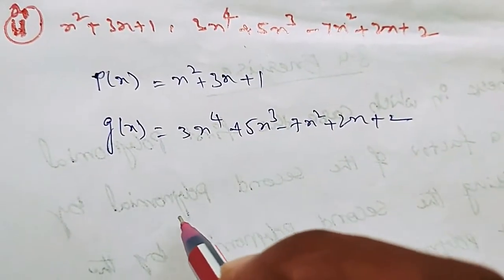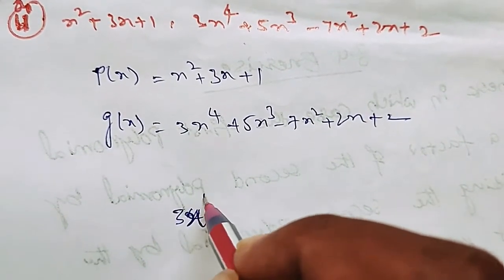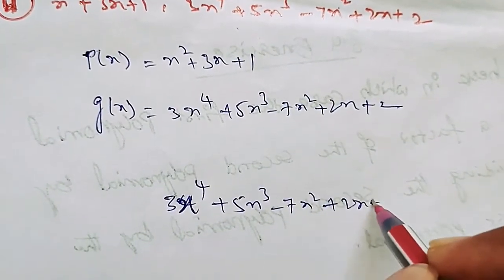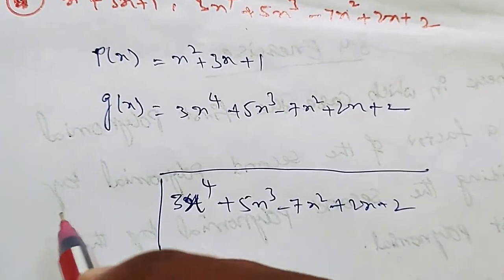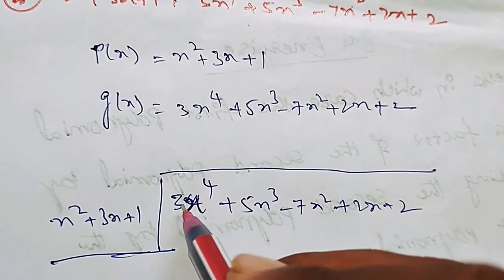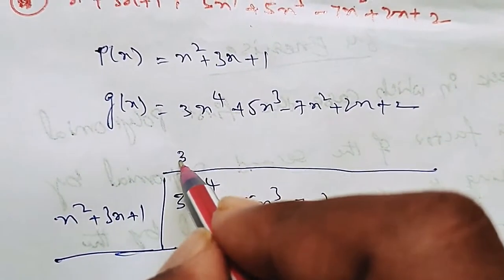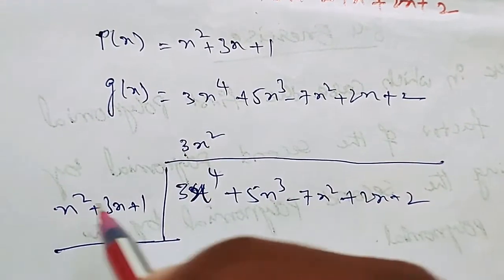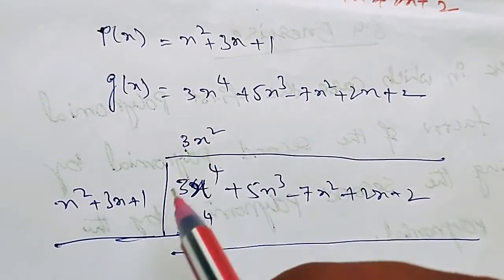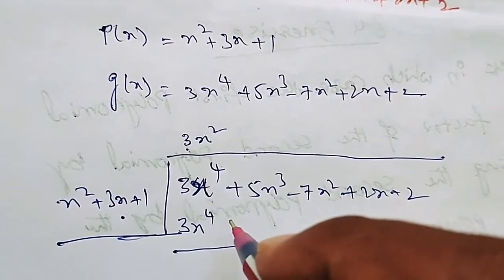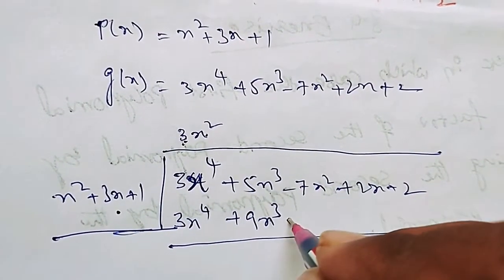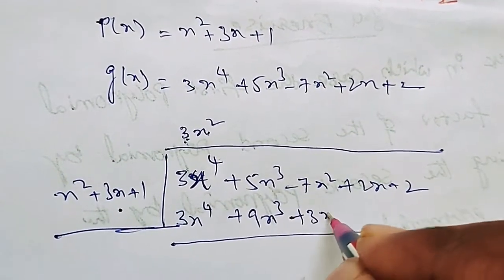So same as the previous problem, divide 3x^4 + 5x^3 - 7x^2 + 2x + 2 by x^2 + 3x + 1. Here 3x^4, and here x^2, so simply multiply with 3x^2. 3x^2 into x^2 is 3x^4, 3x^2 into 3 is 9x^3, 3x^2 into 1 is 3x^2.